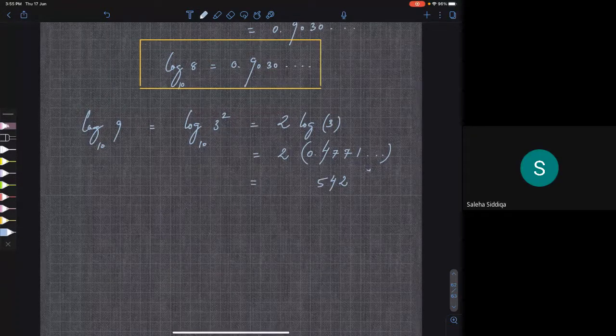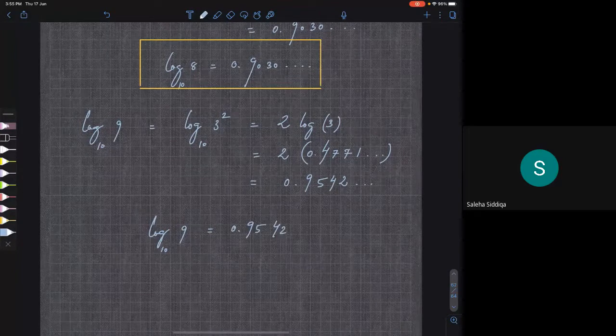0.9542. You don't need to remember this, because you'll get this based on the value of log 3. So it is 0.9542. Clear?